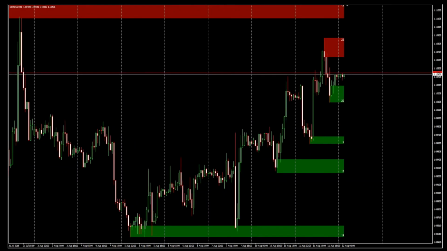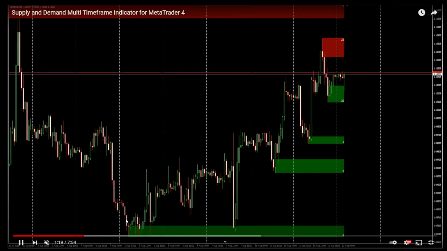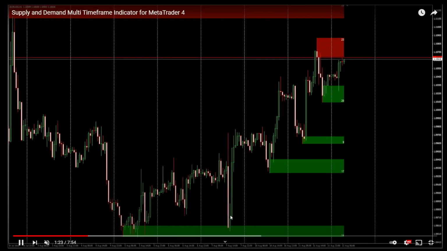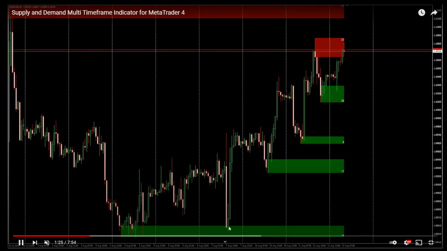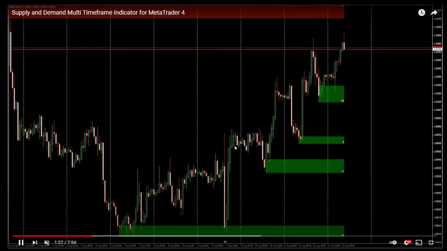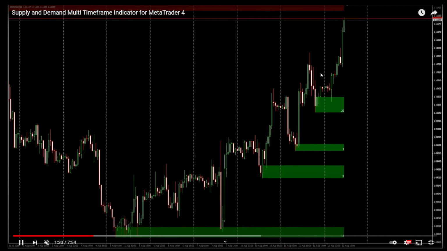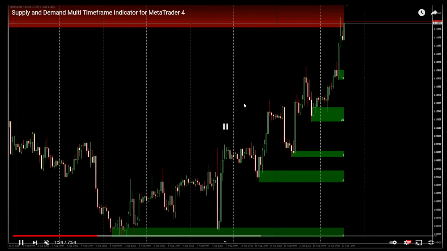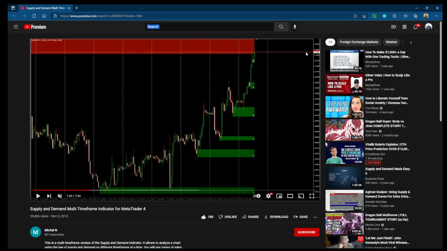But as you can see, it's drawn those areas of demand, demand, demand, demand. And you can see as this candle came back through and found this area of demand, it popped up from there. Same situation with here as well. And that's basically what the indicator does.